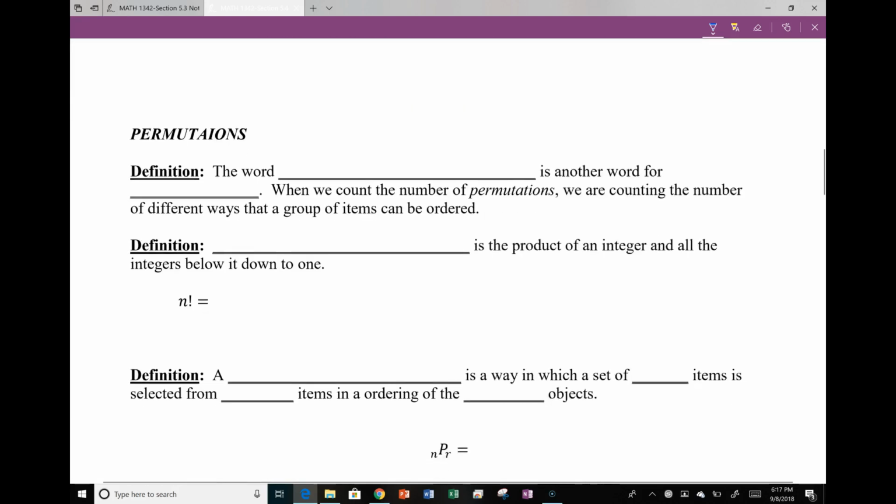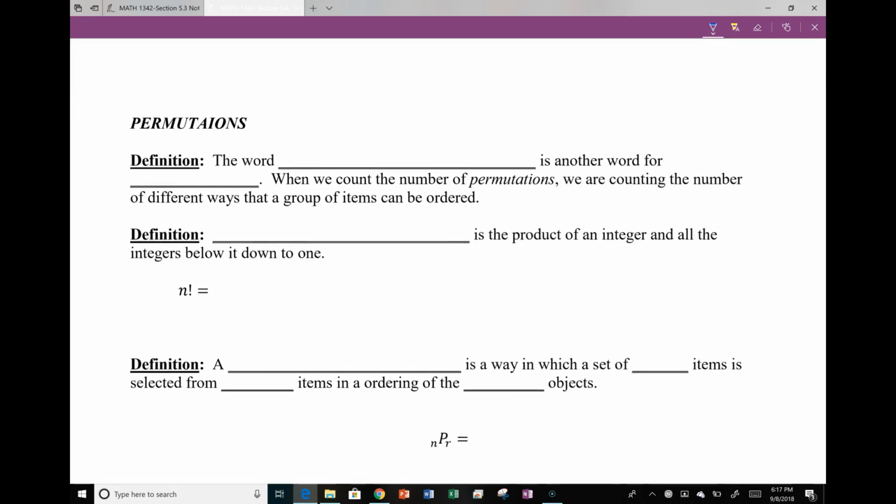Another thing that we want to look at is something called permutation. The word permutation is another word for ordering. So we're going to put things in order. When we count the number of permutations, we're counting the number of different ways that a group of items can be ordered. For us to look at permutations, we first have to look at what we call a factorial.